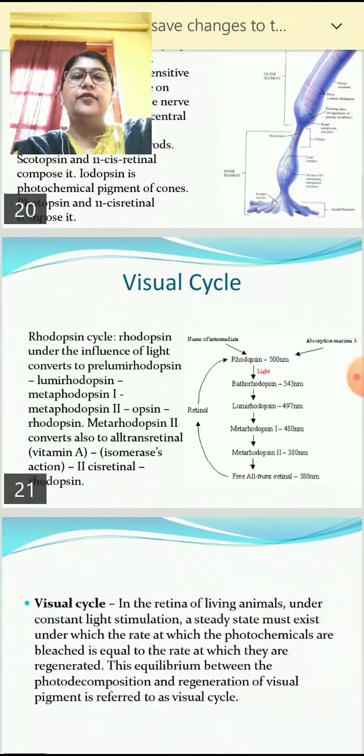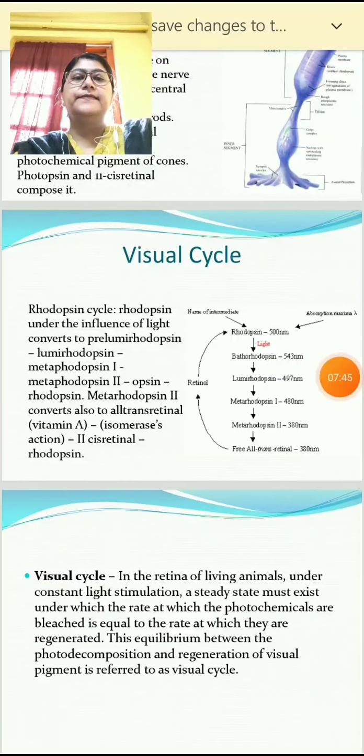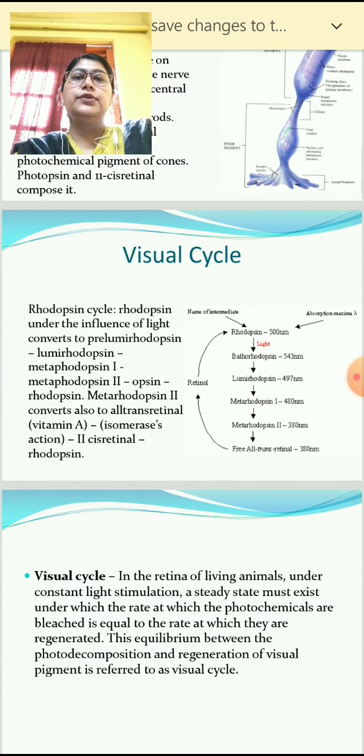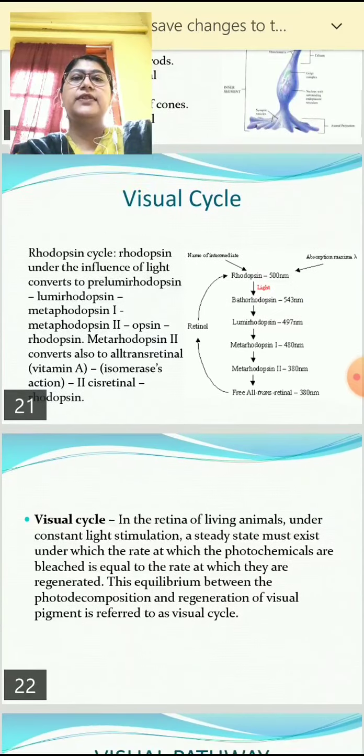Now here you can see the visual cycle. Rhodopsin cycle: rhodopsin under the influence of light converts to pre-lumirhodopsin, then lumirhodopsin, then metarhodopsin 1, then metarhodopsin 2, then opsin, then rhodopsin. Metarhodopsin 2 also converts to all-trans retinal, and by the action of vitamin A isomerase to 11-cis retinal and rhodopsin. You should learn this visual cycle.